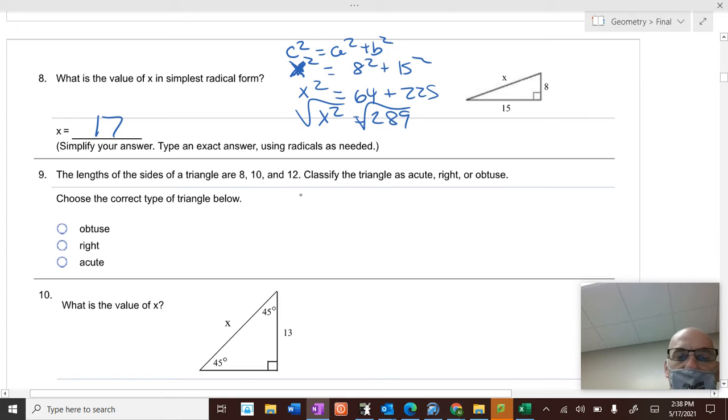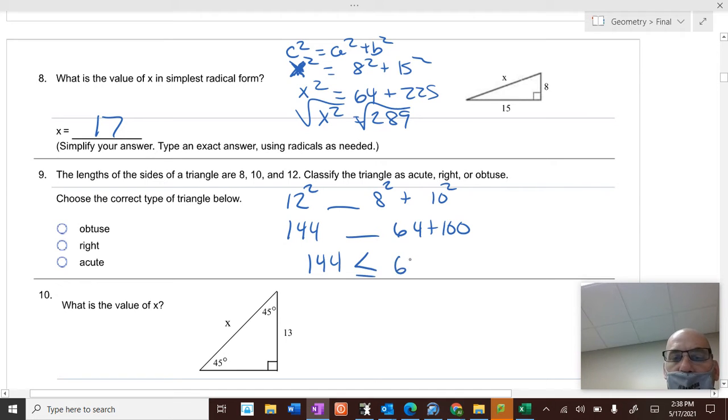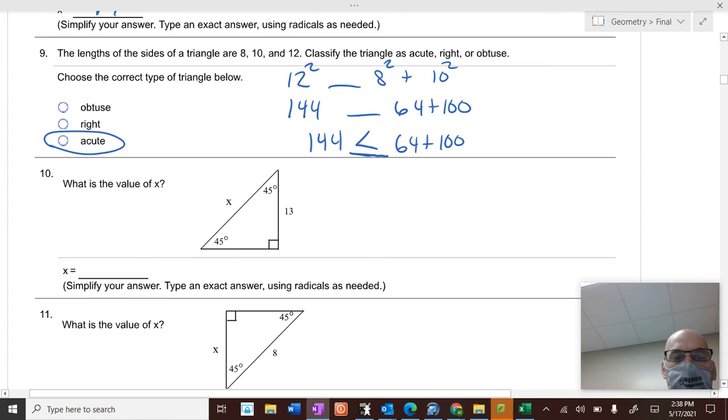What type of triangle is this? Well, you take your biggest side and compare it to your other two sides, and you square each of them. So 12 squared is 144. Compare it to 64 plus 100. Well, 144 is less than 64 plus 100. So if it's less than, it's acute. Less than's acute, equal to is right, greater than is obtuse when you set up with C on the left side.